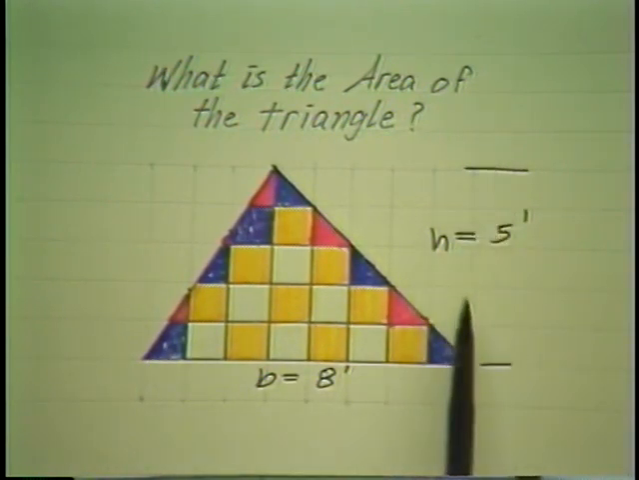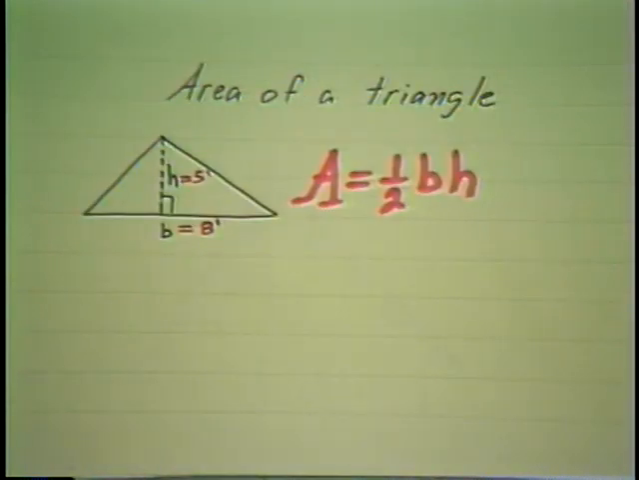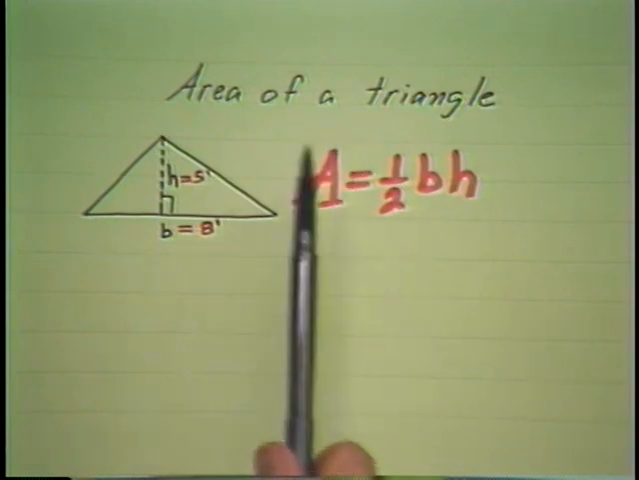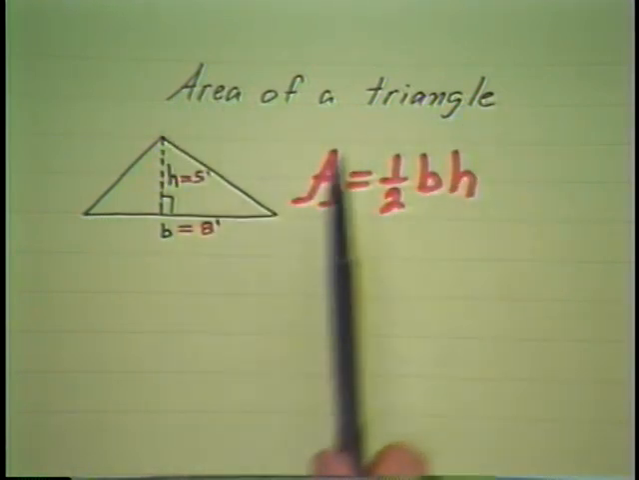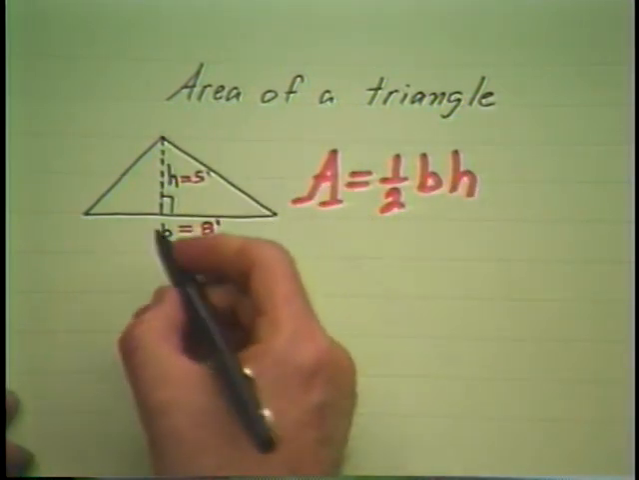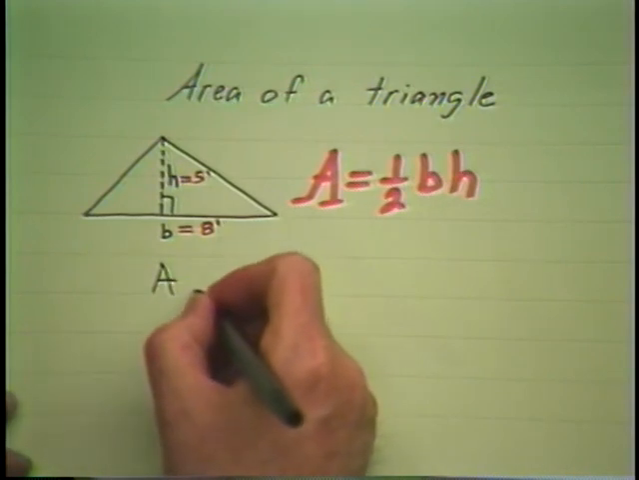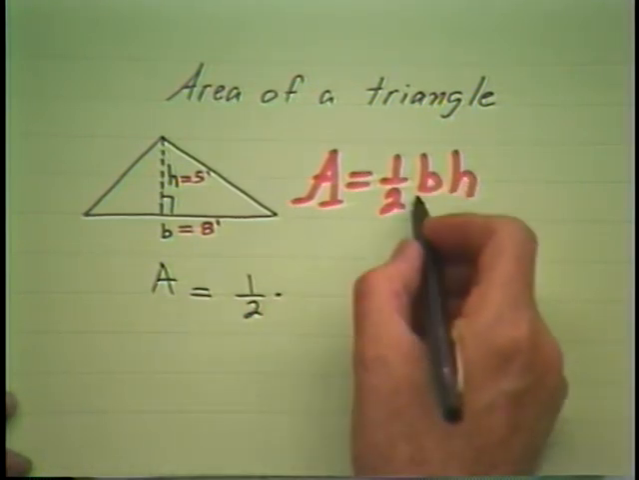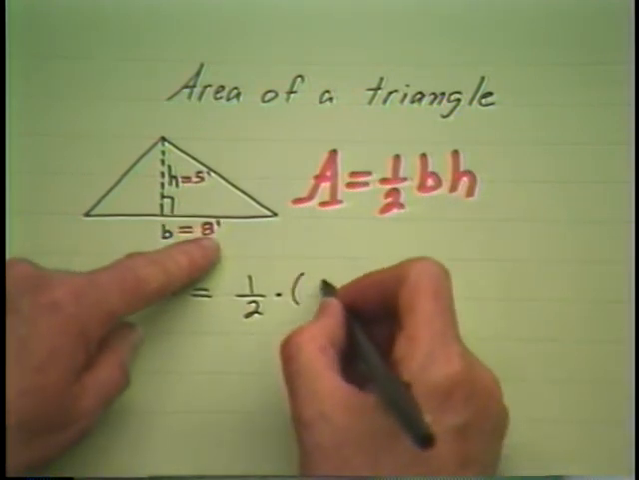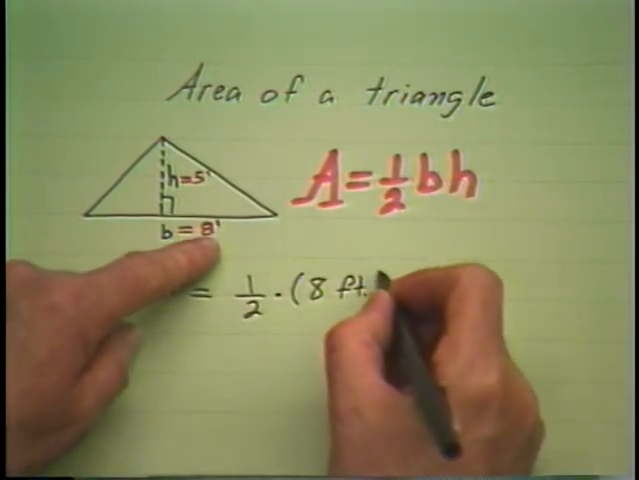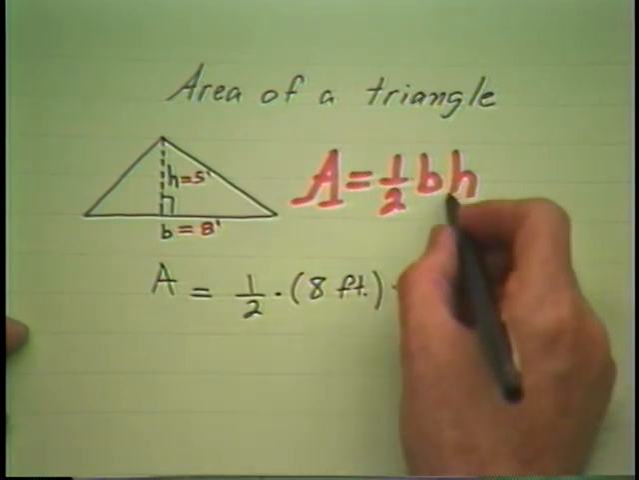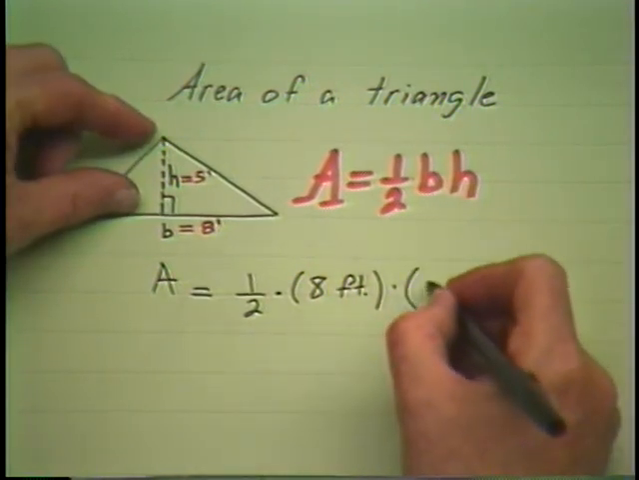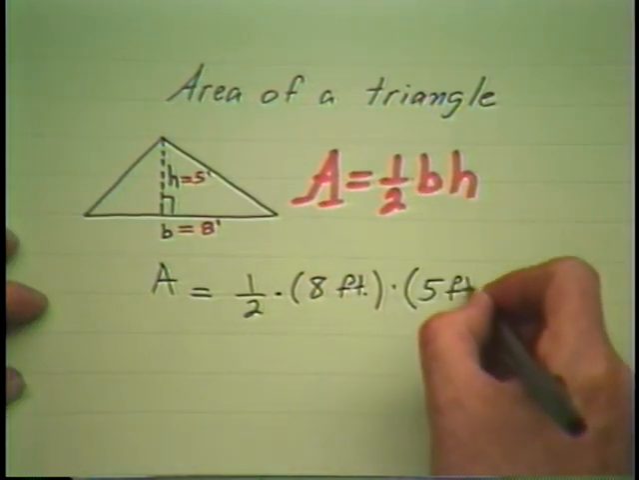Well, are the height and base somehow related to area? And if we were to look in a math handbook, we would find there is such a formula for the area of a triangle. The area of a triangle is 1/2 times the length of the base, which in our case was 8 feet, times the length of the height, which in our case was 5 feet.